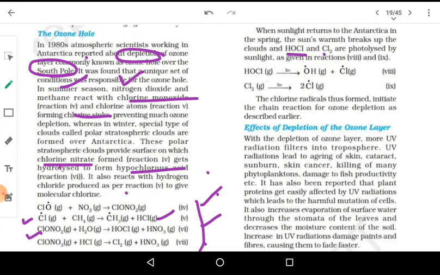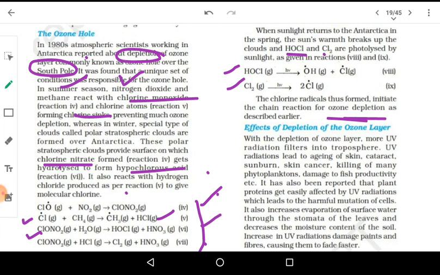Now these are photolyzed again. As per these two reactions, we have HOCl converted to OH free radical and Cl free radical, and Cl2 is also giving rise to 2 Cl free radicals. So both the Cl free radicals are going to again initiate the chain reaction for ozone depletion. So once again, we'll just have a quick recap.